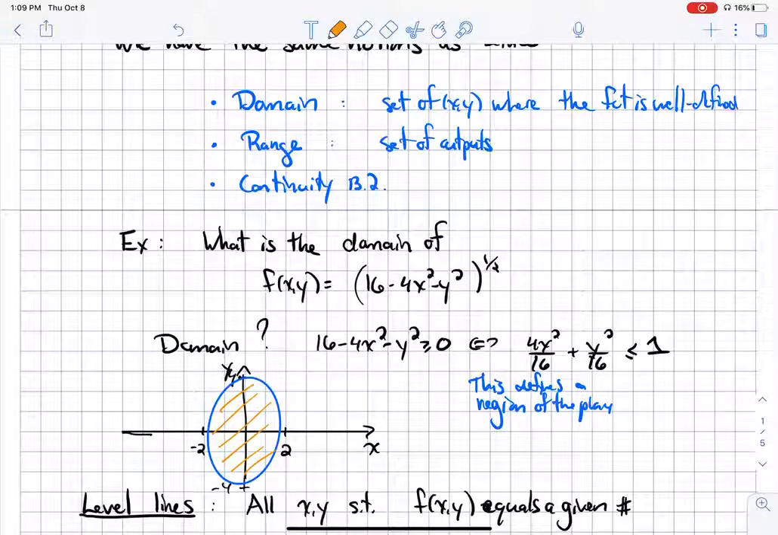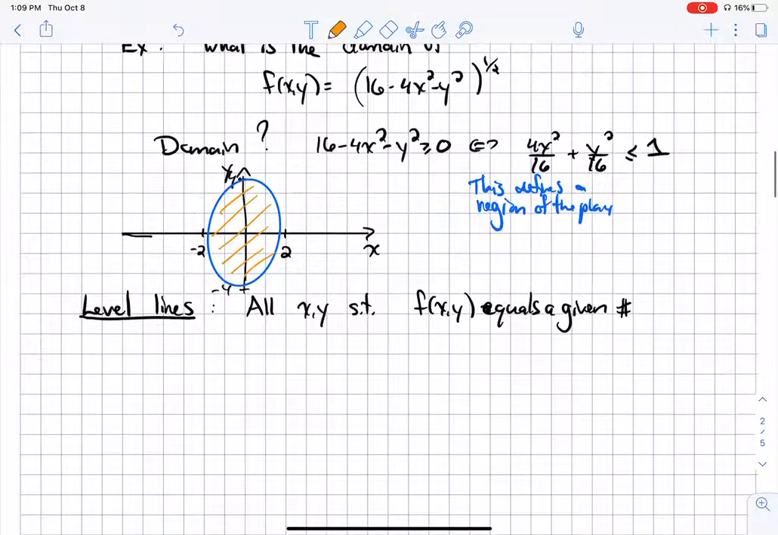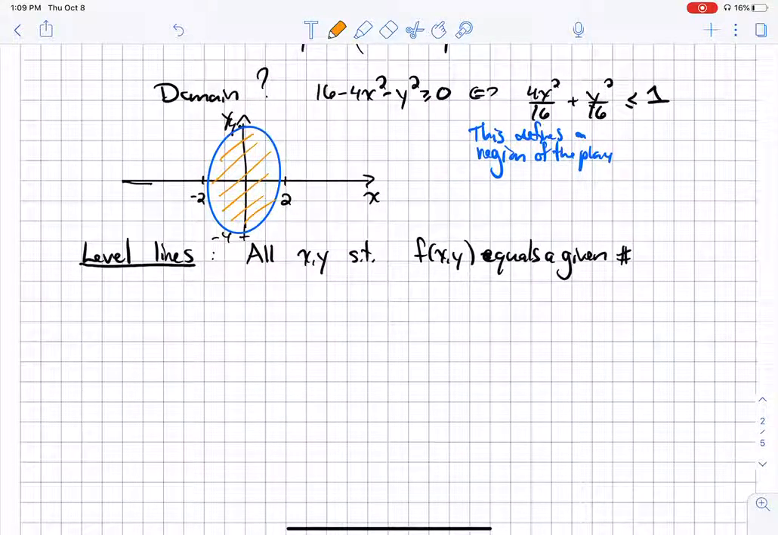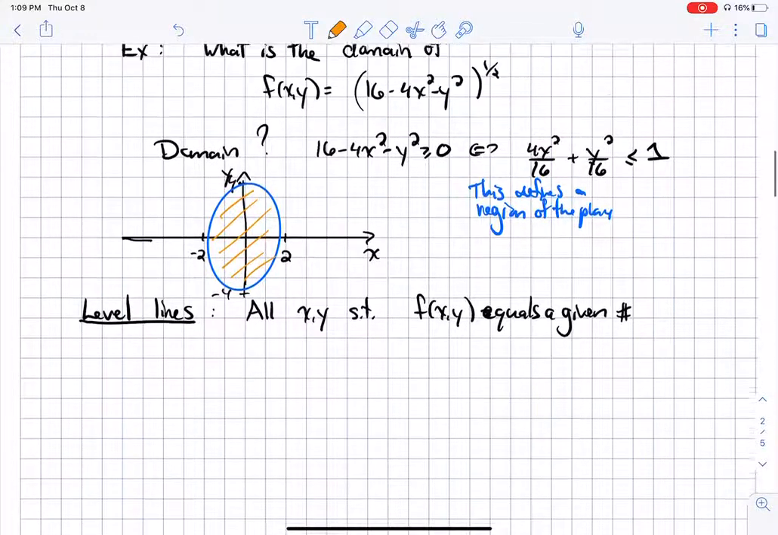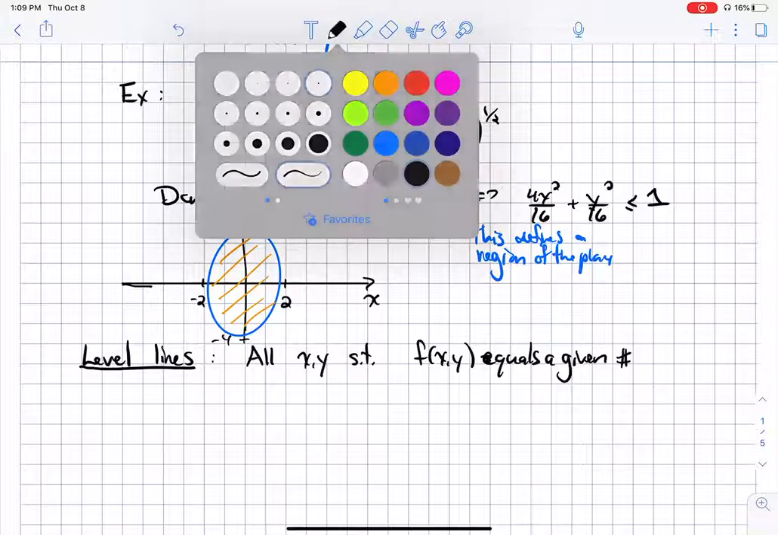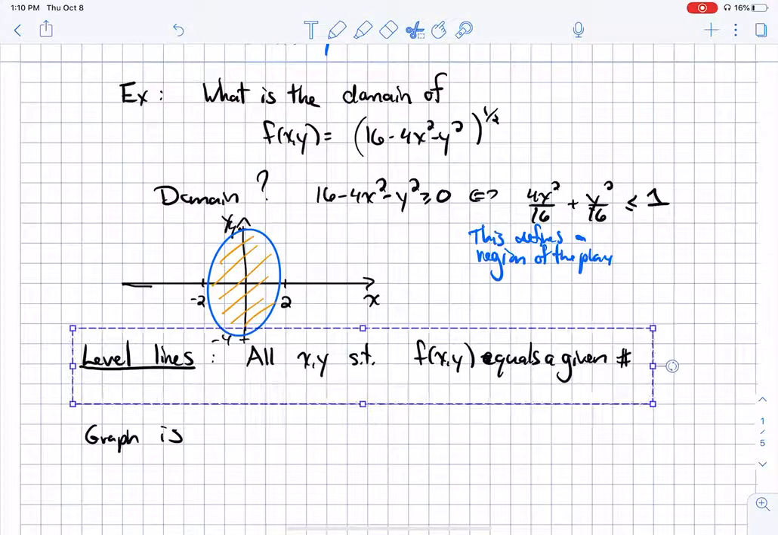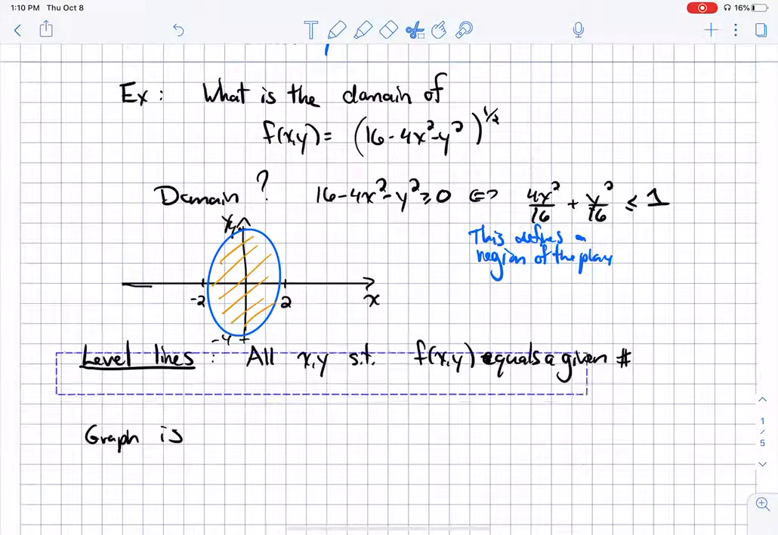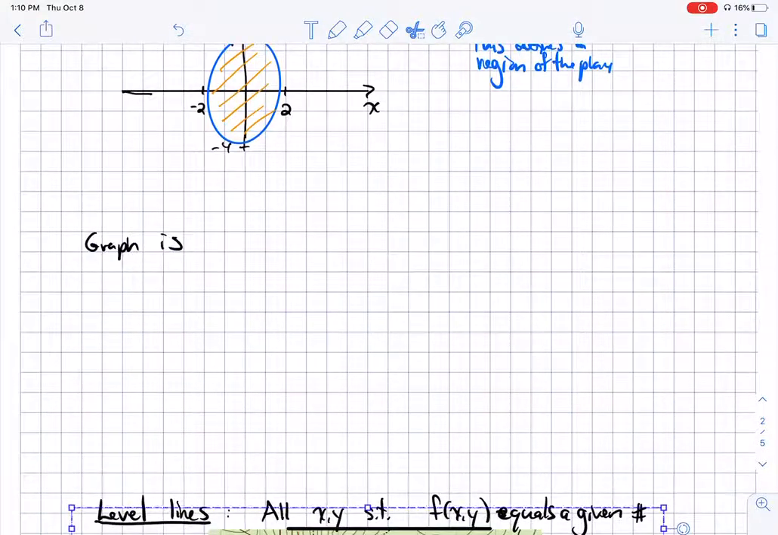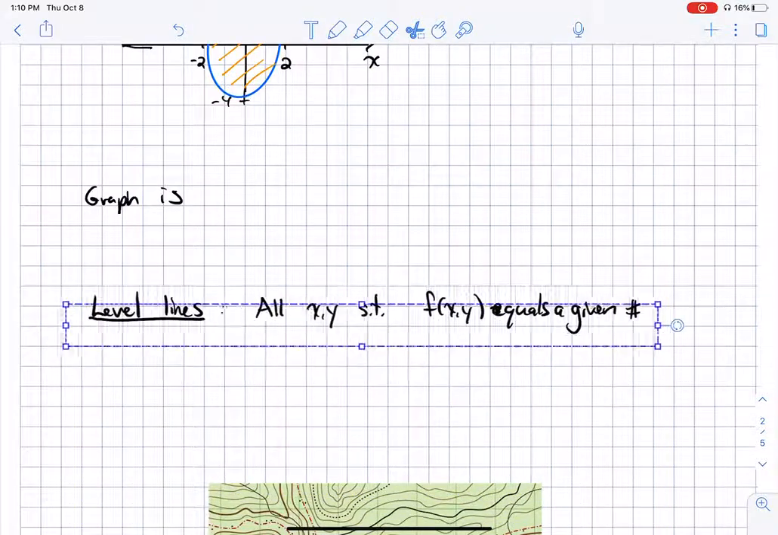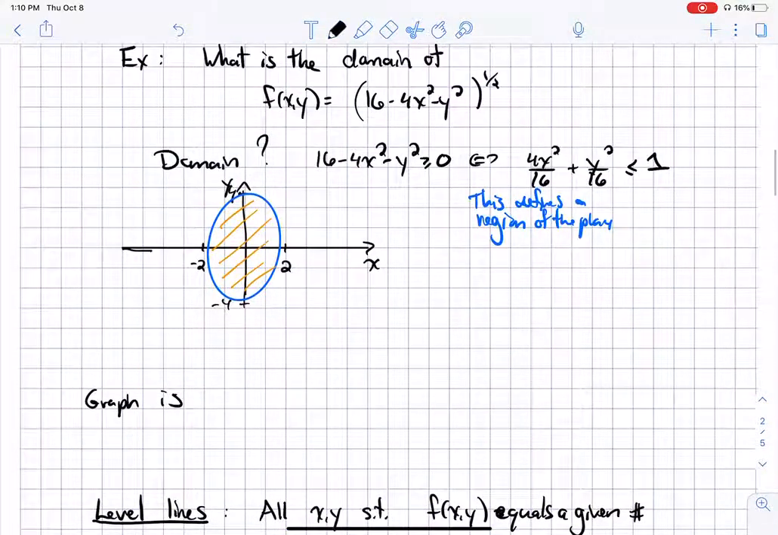Okay, so the difference now is the domain is a subset of R2. So it's more interesting than in one variable. Okay? Now what about the graph of that function? Well here, so what's the graph? So the graph is in 3D. So actually let me move this down. Okay, so the graph is in 3D.